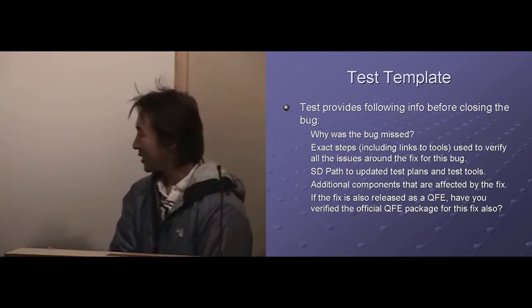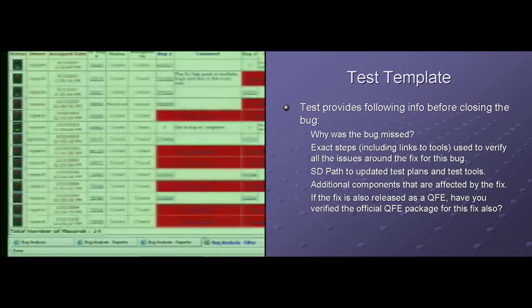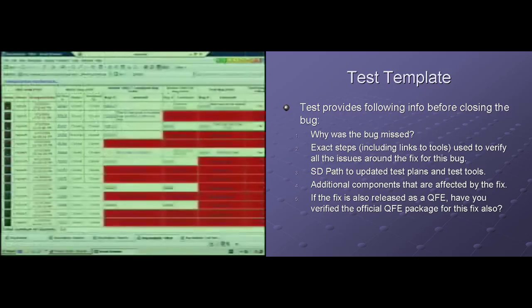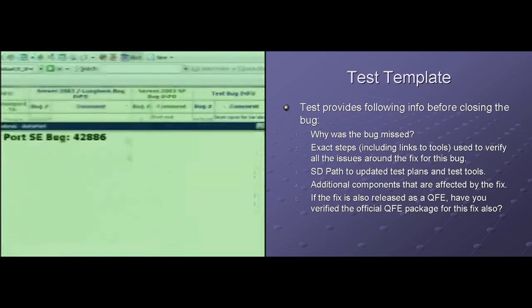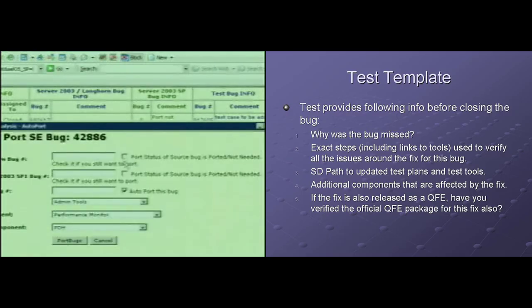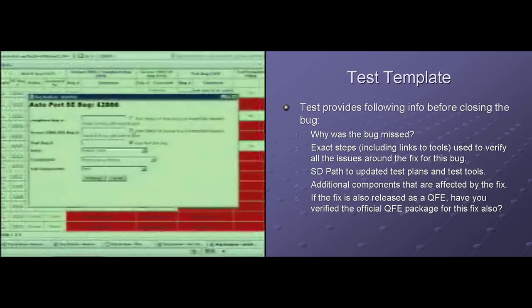For test bug, usually this can be done by the auto port tool, which is here. So going back to this page, if you entered a Server 2003 bug number, it's going to show up in this column here, and the Server SP will show up in this column. So in the case that you don't know the bug number for the future OS, what you can do is click on auto port, and then select the bug that you want this tool to open for you automatically. For example, Server 2003 SP, or maybe even Longhorn.